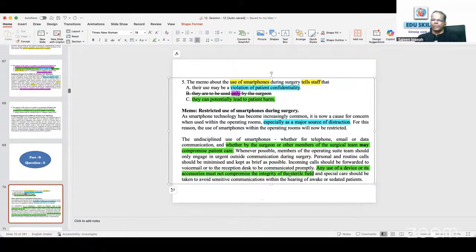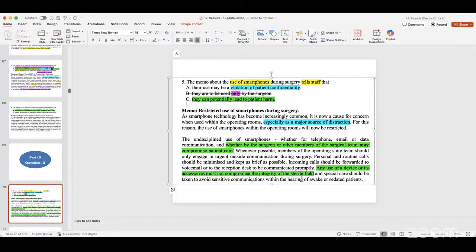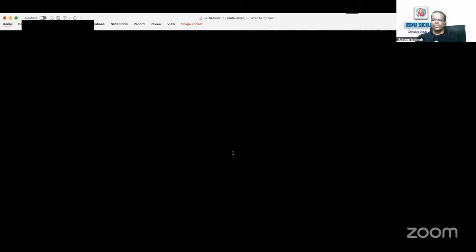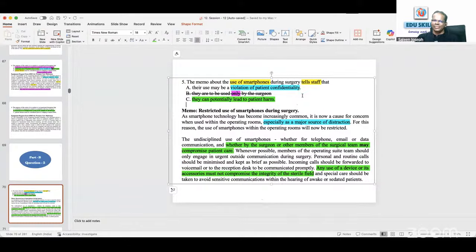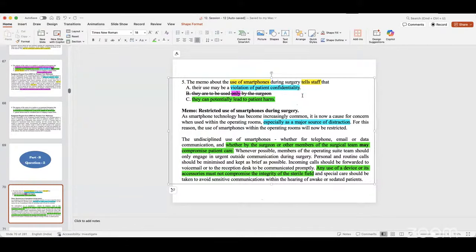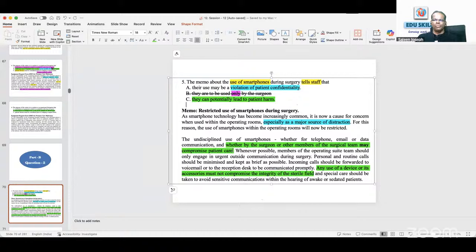What does it mean, "must not compromise the integrity of the sterile field"? It will harm the patient, right? Yeah. "Whether by the surgeon or other members of the surgical team may compromise patient care." Does it speak about patient care? Does it mean patient harm or patient confidentiality? Patient harm.